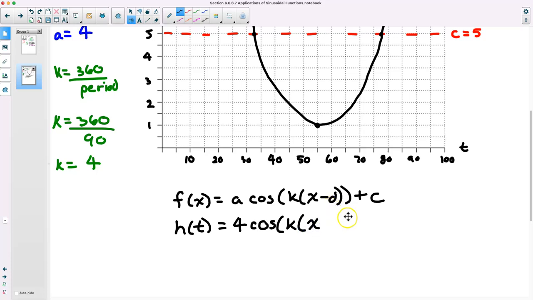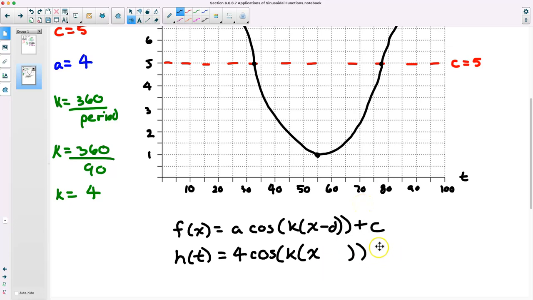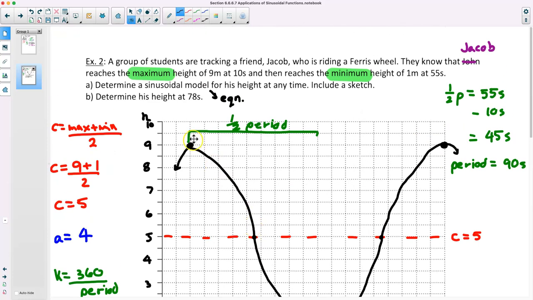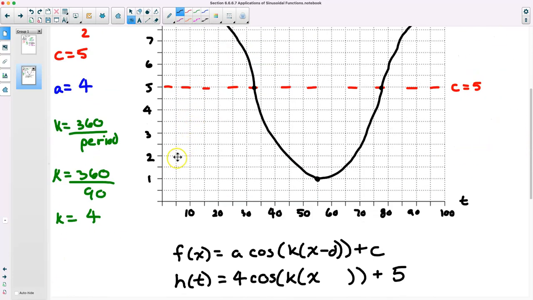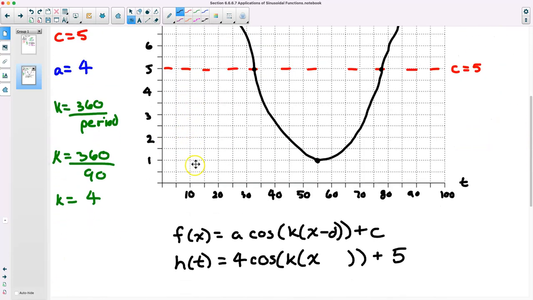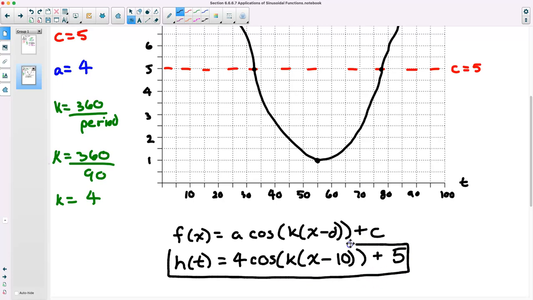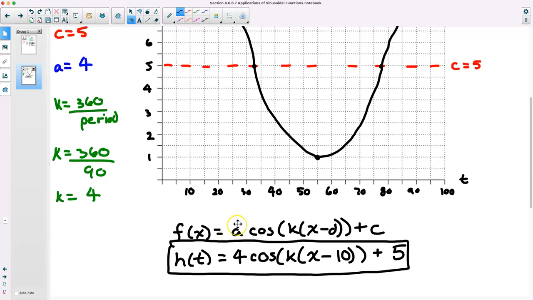For x, we're going to wait for that shift, so let's leave a bit of a gap. And the c, we know is equal to plus 5. That's the axis of the curve. So the question is now, how much has it been shifted? Well, you can see the pattern starts at this point right here, so the whole thing has been shifted 10 units to the right. So we keep this minus sign as part of the general equation, and we simply put in positive 10. And that gives us our general equation to model this situation. So this is our part A.